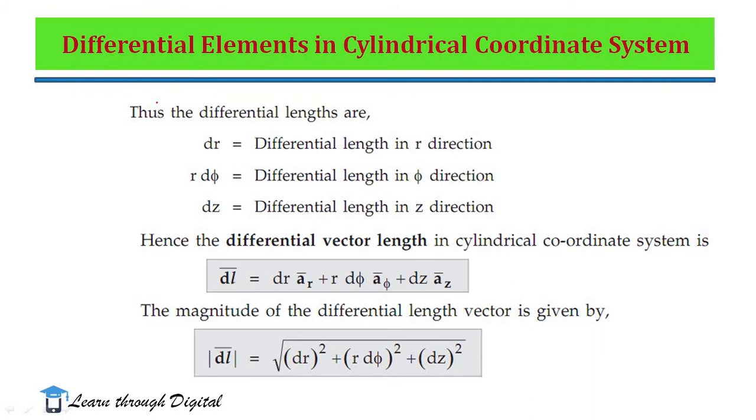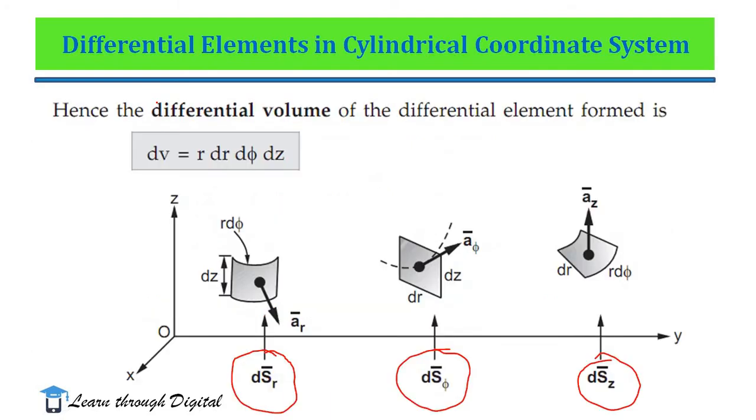Hence the differential vector length in the cylindrical coordinate system is dl vector equal to dr ar vector plus r d phi a phi vector plus dz az vector. The magnitude of the differential length vector is given by modulus of dl vector equal to root of dr squared plus r d phi the whole squared plus dz squared. Hence the differential volume element is formed by the product of the differential lengths in the three different directions. That means dv is equal to r dr d phi dz.